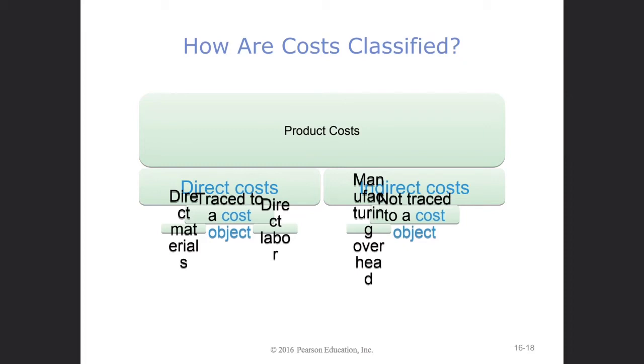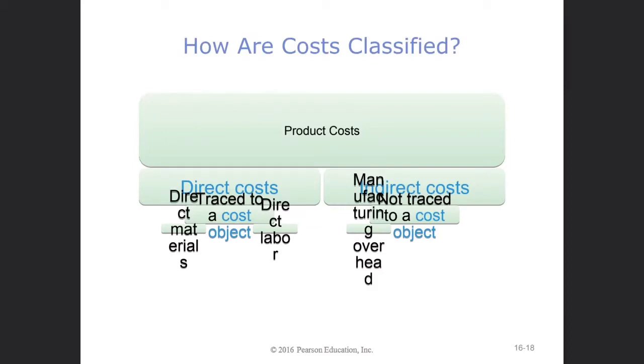So there's only direct cost and indirect cost? Yes, ma'am. So you have product cost. The different types of product cost are direct cost and indirect cost. And a direct cost is a cost that can be directly traced to a product. An example of a direct cost is direct materials and direct labor.